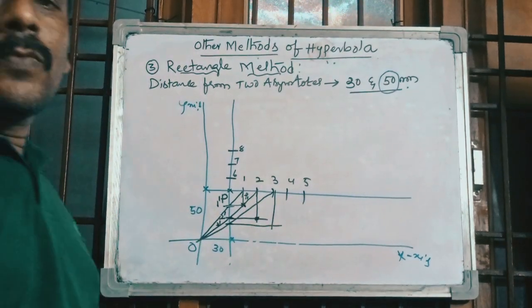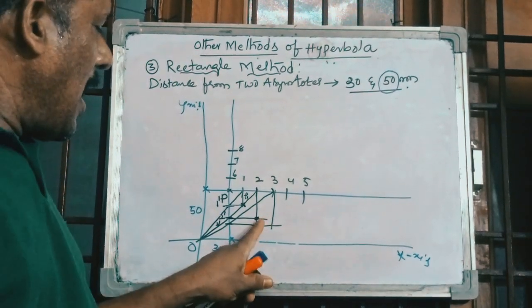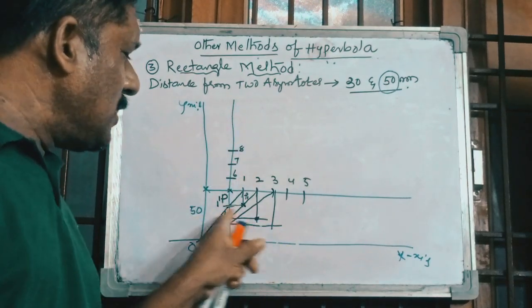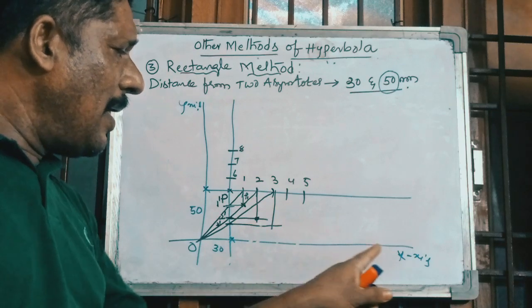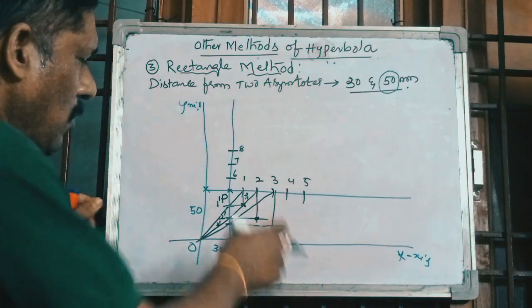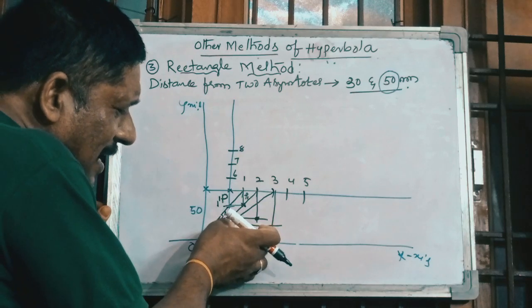You must see here, the vertical line should always be parallel to the vertical axis line, and horizontal lines are always parallel to the horizontal axis line. This you have to follow. And you must check where it is intersecting.